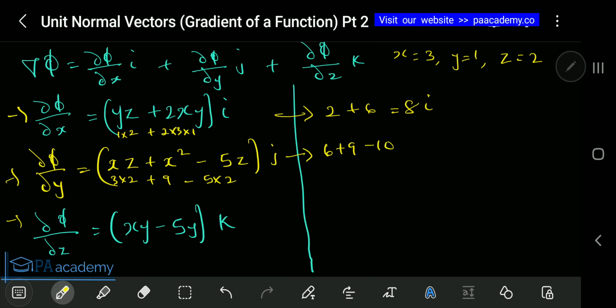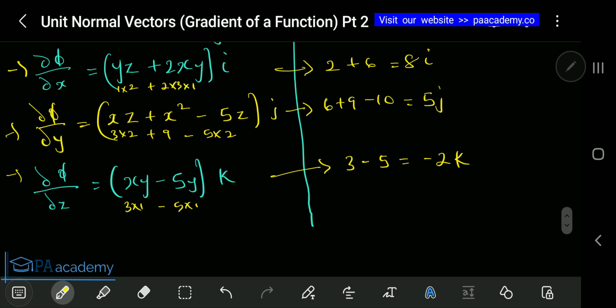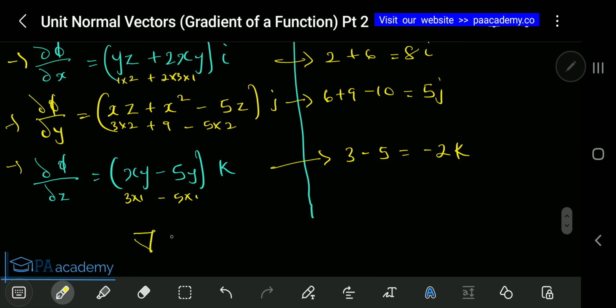6 plus 9 minus 10 just gives us 5, so that will be 5j. And then for this, it will give us x times y, so 3 times 1, minus 5 times y, so 5 times 1. This gives us 3 minus 5, so that will give us minus 2k. So we can conclude that our grad phi is 8i plus 5j minus 2k.